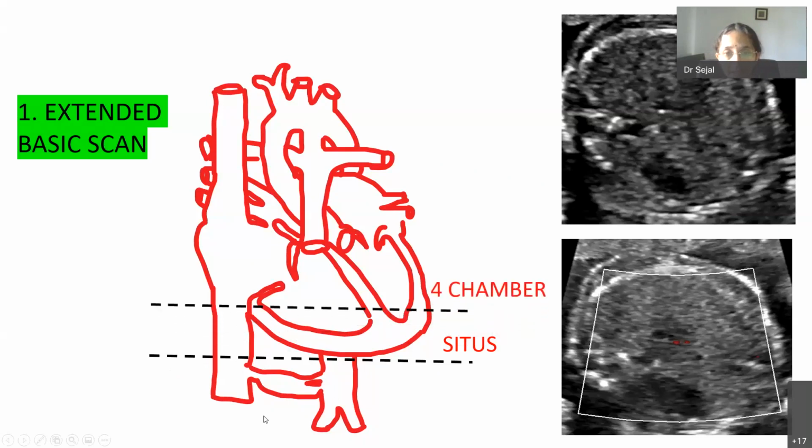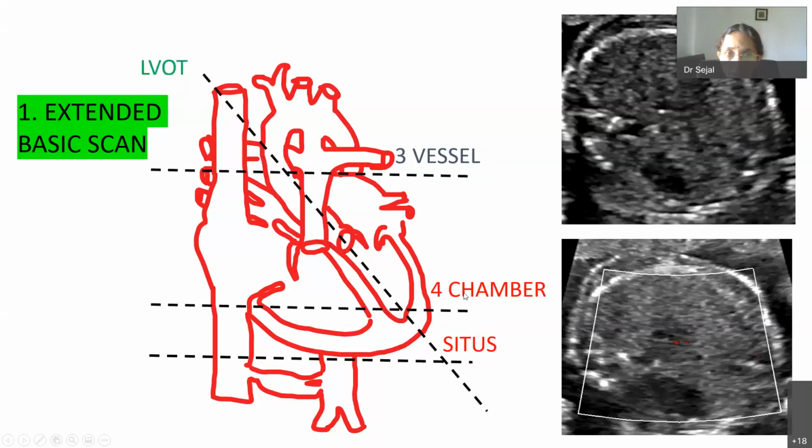The next axial cut is going to be a 4-chamber view. So with a little manipulation from the situs, we will cut the heart in an axial section giving a 4-chamber view. In the 3-vessel view, you can see here the SVC, the aorta and the PA, all in one cut. With a little modification from the 4-chamber view, we get the outflow tracts, which would include the left and the right.